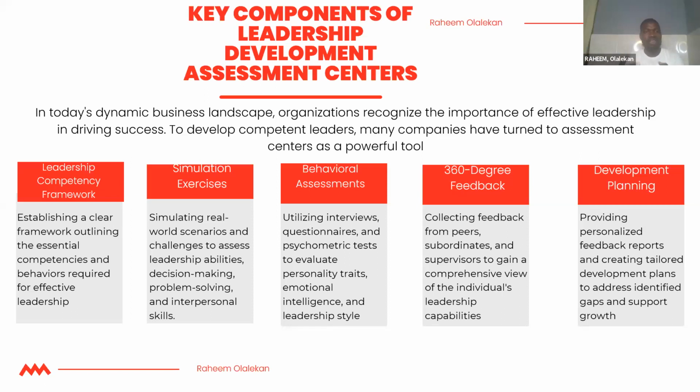One, we have a leadership competency framework. Assessment center for leadership development is used to create the leadership competency framework. Okay, you will have created the competency framework. These are the competencies, these are the behaviors required for you to perform very well in this position. So you will have created behavioral indicators around those competencies, around those skills required, just for you to be able to pick the candidate that is the best for that position.